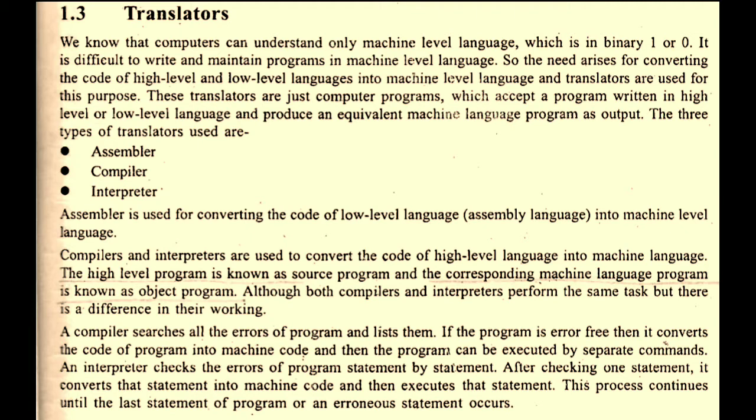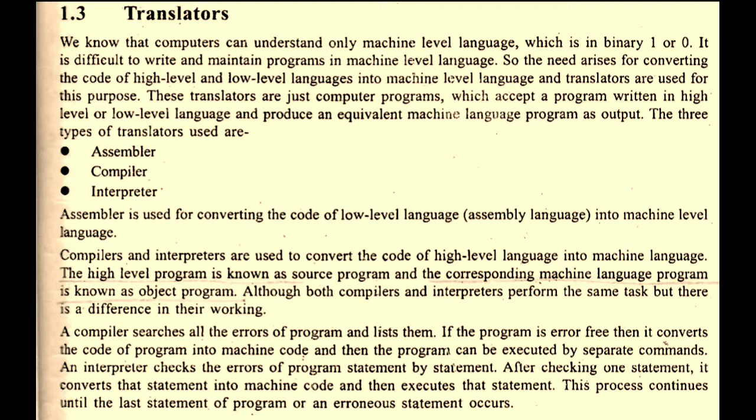The three types of translators used are assembler, compiler, interpreter. So these are the three types of translator we are using. Assembler is used for converting the code of low level language, that is assembly level language, into machine level language. Compiler and interpreter are used to convert the code of high level language into machine level language.